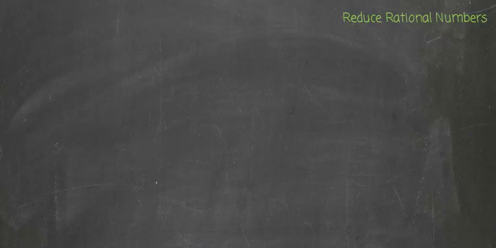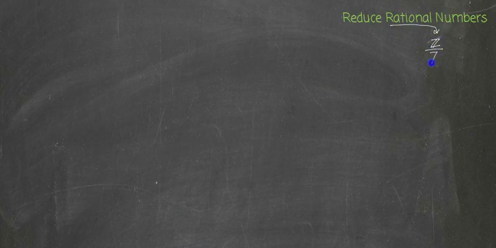All right, so now we're going to work up methods to reduce rational numbers. Remember, a rational number is just a number that can be written in the form of an integer over an integer. And remember, these fancy Z's just mean integer. It's a shorthand way to write it. And why would we ever want to reduce a rational number?